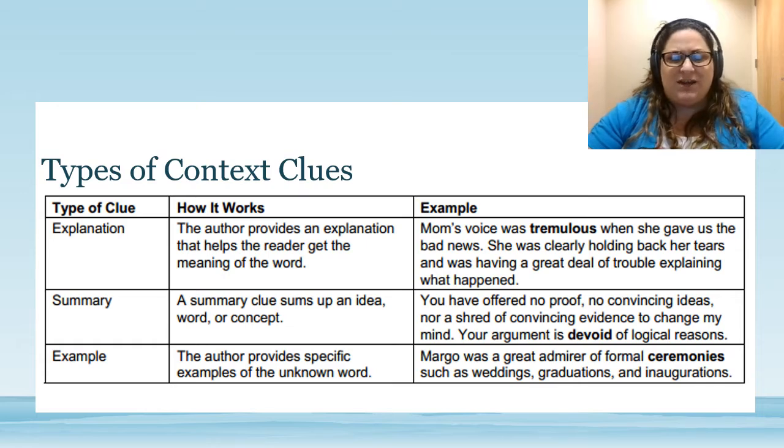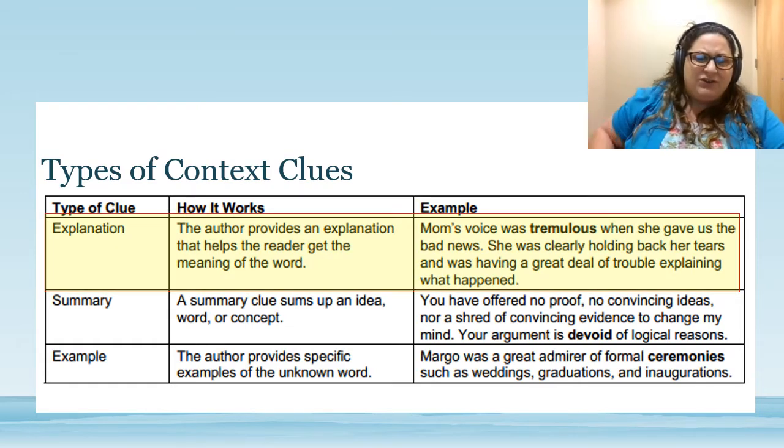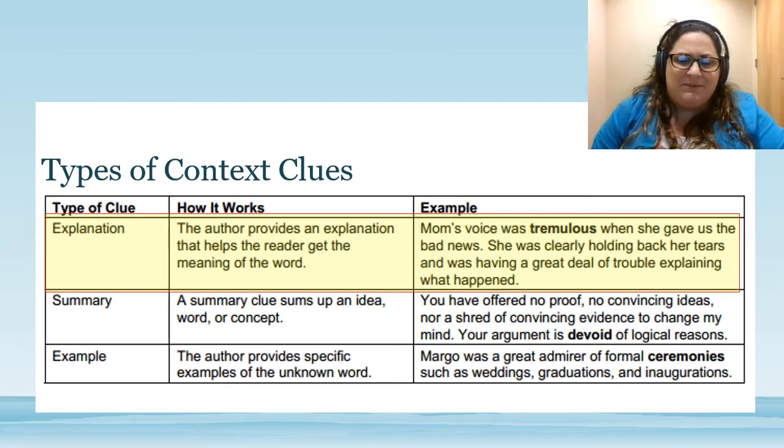There are three major types of context clues. The first one is the explanation type. How does it work? Well, the author will provide an explanation that helps the reader get the meaning of the word. For example, "Mom's voice was tremulous when she gave us the bad news.